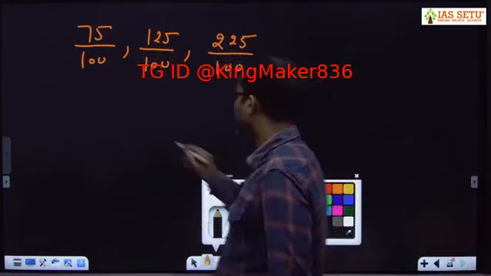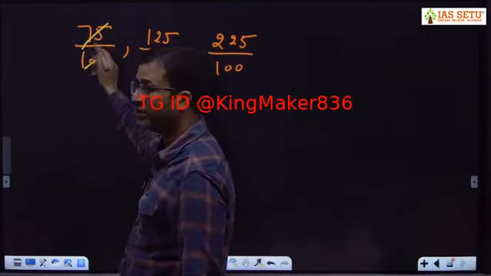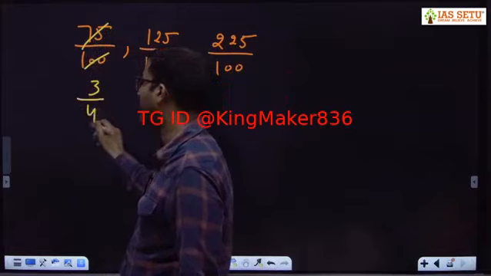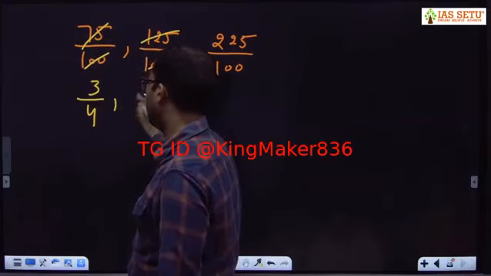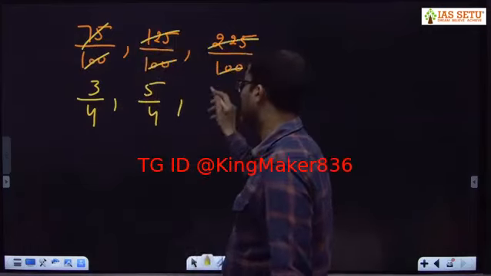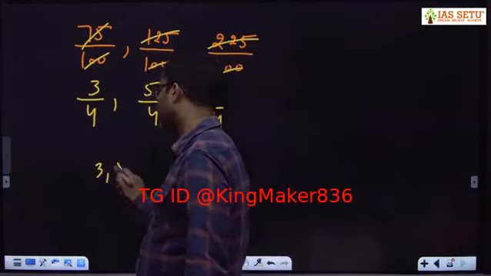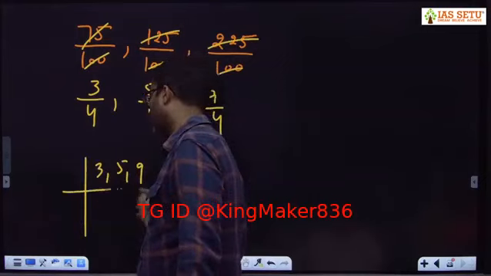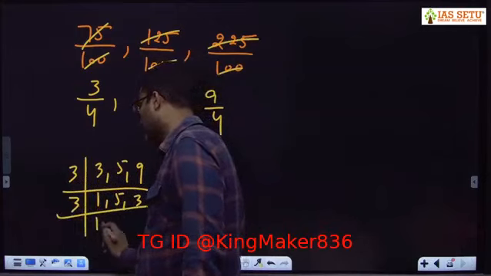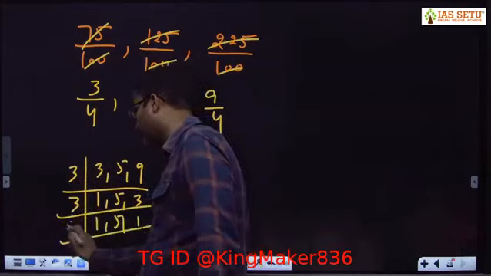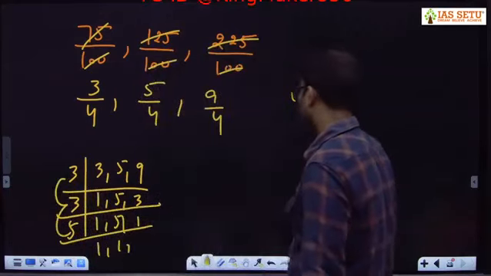So we will simplify. You can divide by 5, or directly: 25 3s are 75, 25 4s are 100. So 3 by 4. It is 5 by 4. And this is 9 by 4. So we will find the LCM of 3, 5, 9. 3 common, 1, 5, 3. Again 3 common, 1, 5, 1. 5 common. So it is 9 into 5, 45.